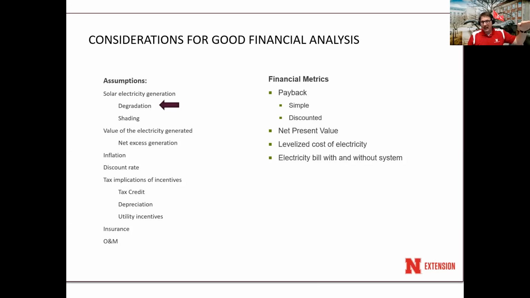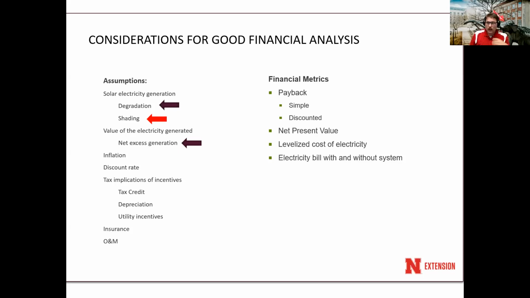Degradation. That solar panel is going to generate slightly less over time. We need to take that into account. Shading. I've seen installers give quotes to customers and not take shading into account, and they put the darn solar panel right next to a tree. They're not going to produce as much as they would if that was not under a tree. So we need to take that into account. And that is a problem with certain installers. I'm talking about this very broadly across the nation, not just in Nebraska.